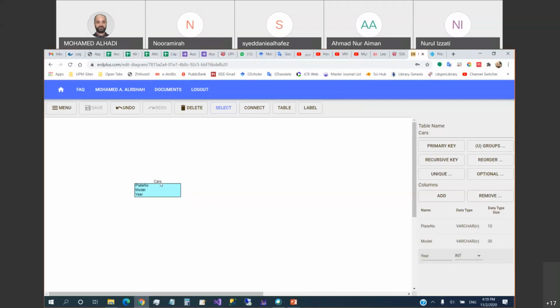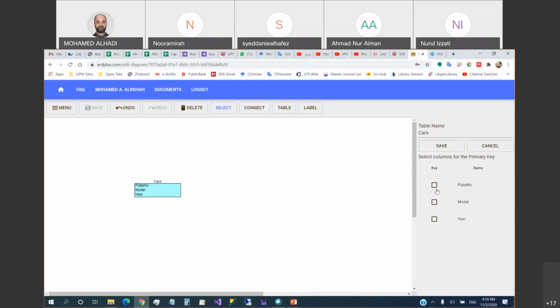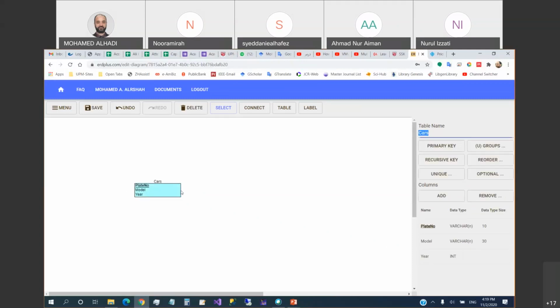So as you can see here, the table has 3 fields. The first one here is the primary key, right? Plate number. This is the primary key. As you can see here, we have an underline, right?